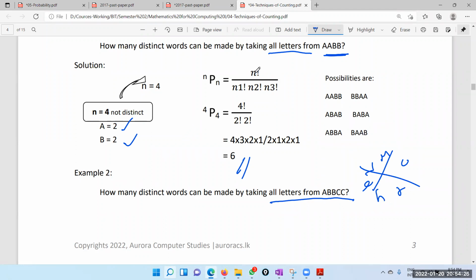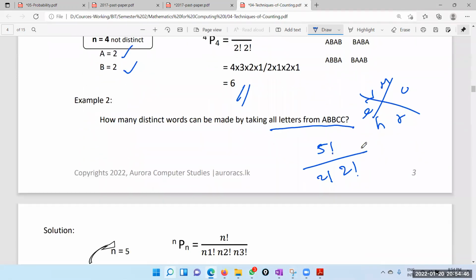So nPn is factorial n divided by factorial n1, n2, etc. How many letters are there? 1, 2, 3, 4, 5. Therefore, factorial 5 divided by factorial 1, factorial 2, factorial 2. Factorial 1 is 1, and factorial 0 is also 1. So the final answer is 5 into 4 into 3 into 2 into 1 divided by 2 into 1 into 2 into 1.